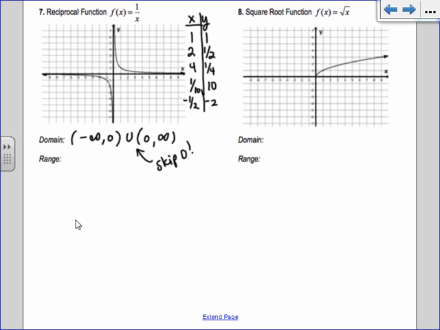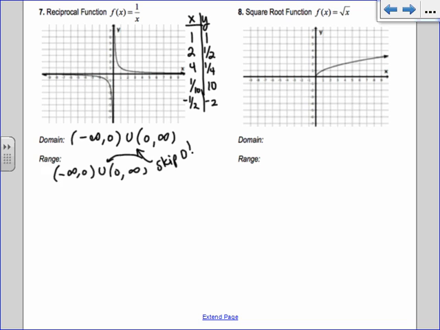All right, and its range actually is exactly the same thing. So it's negative infinity to 0, union 0 to infinity. So we're also skipping 0 here. That's because we have a vertical asymptote and a horizontal asymptote of 0. Y equals 0, x equals 0.